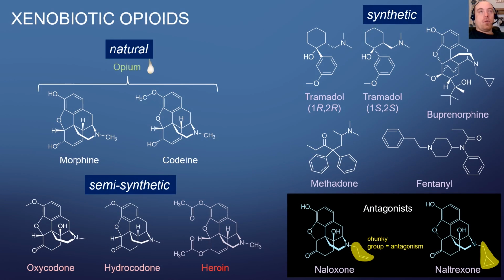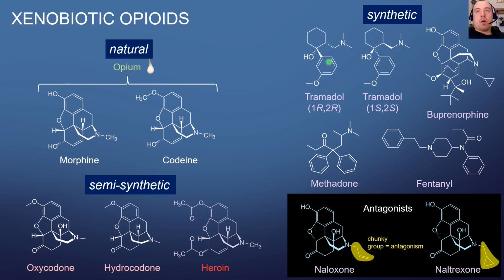Whereas endogenous opioids are already in the body, xenobiotic opioids by definition means foreign to the body. Xeno, of course, being foreign. So we have, of course, the ones that I talked about, natural xenobiotics like morphine and codeine, semi-synthetic oxycodone, hydrocodone, and heroin, which is just there for comparison purposes.